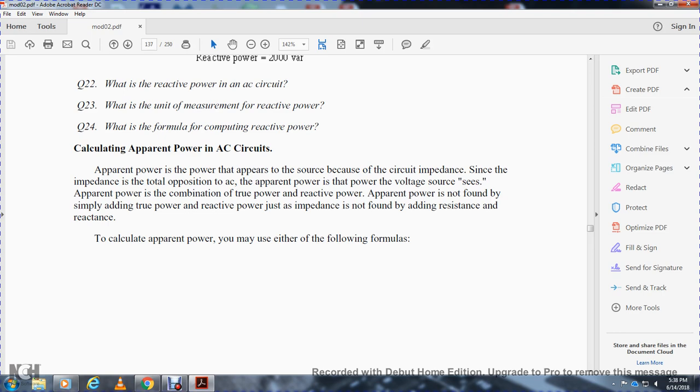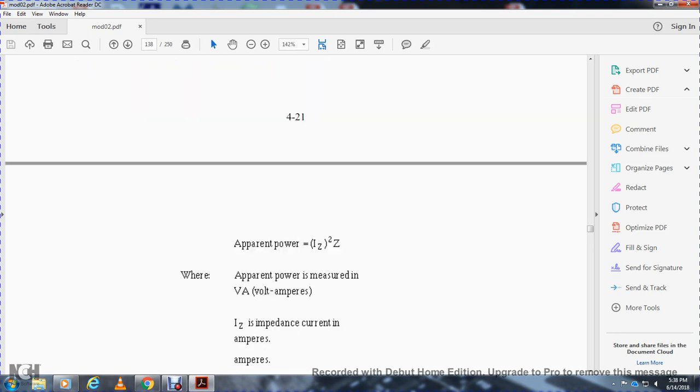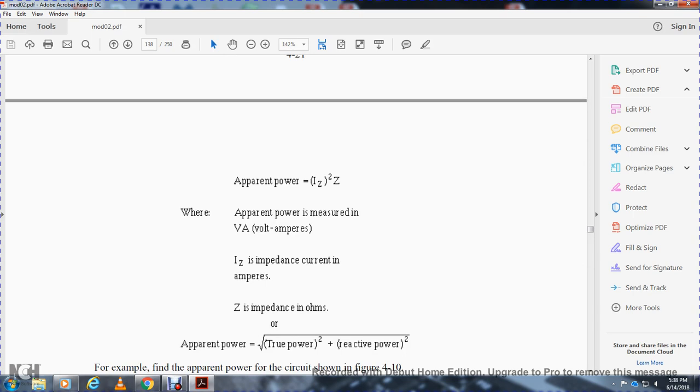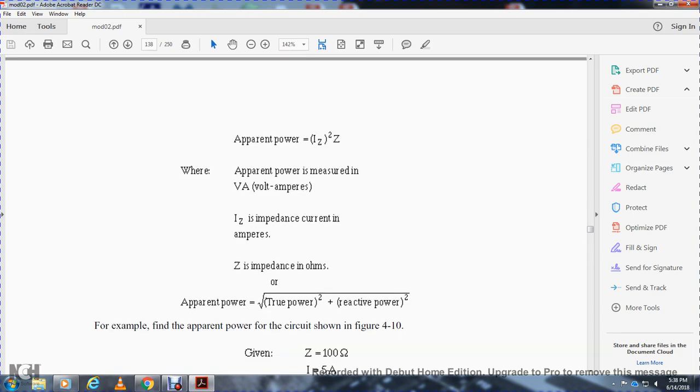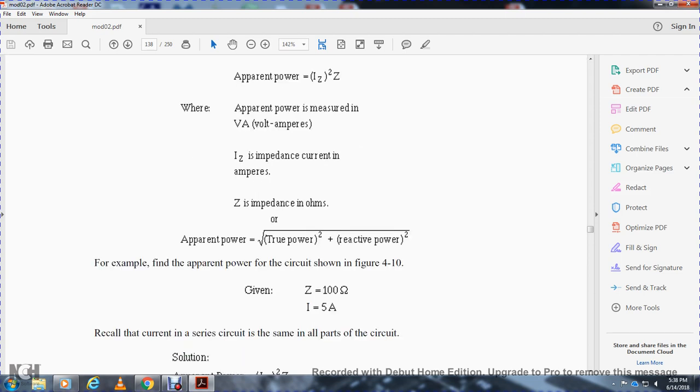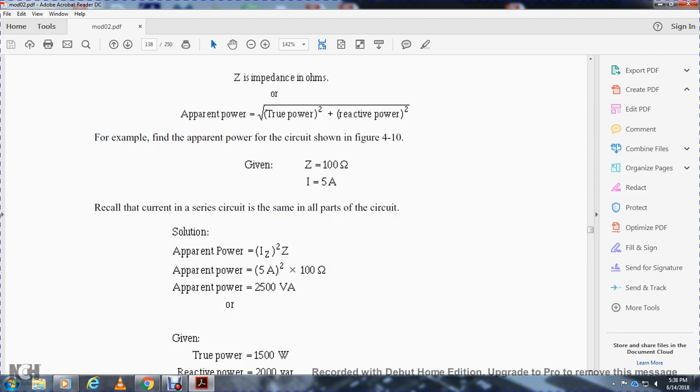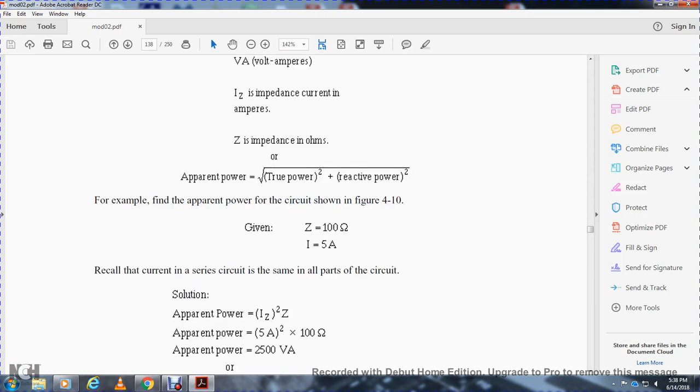To calculate apparent power, you can use either of the following formulas. Apparent power is equal to the current in amps squared times the impedance in ohms, or the square root of the true power squared plus the reactive power squared. Given an impedance of 100 ohms and 5 amps, you have 2,500 volt-amps apparent power.